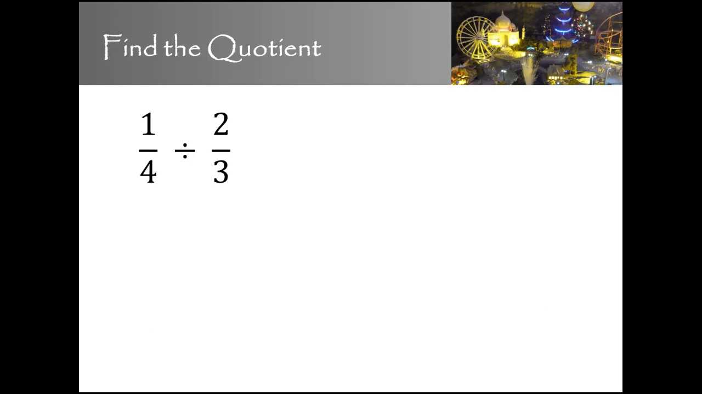Let's find the quotient of 1/4 divided by 2/3. We start with our original fraction of 1/4. We change the division sign to a multiplication sign, and we'll multiply by the reciprocal of the second fraction. When we flip that over, we end up with 3/2. I look to see if I can cross cancel, and I can't, so I multiply straight across. Our answer is 3/8.